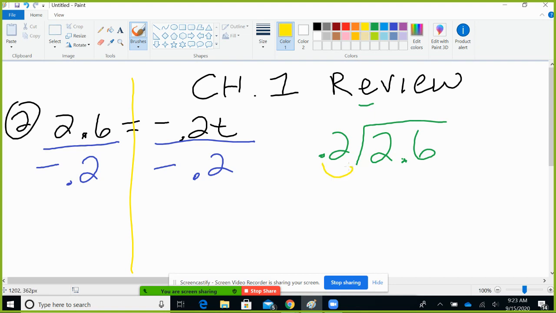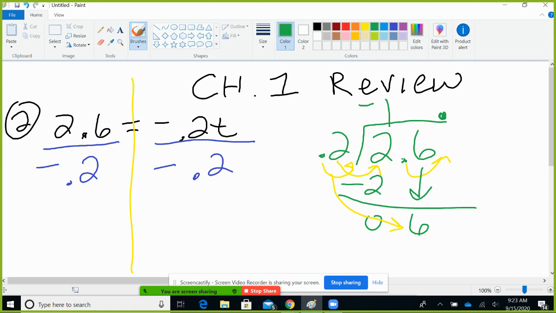What I'm going to do is move the decimal point over. So I have to move this decimal point over. So in my answer, I'm going to have a decimal point right there. How many 2's go into 2? Well, 1, 2 goes into 2. 1 times 2 is 2. Subtract, and then I bring down my 6. How many 2's go into 6? Well, 3. 3 2's go into 6. 3 times 2 is 6. I'm left with 0. So my answer is negative 13.